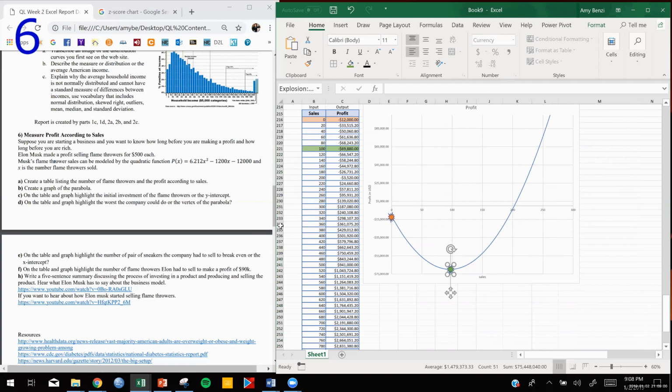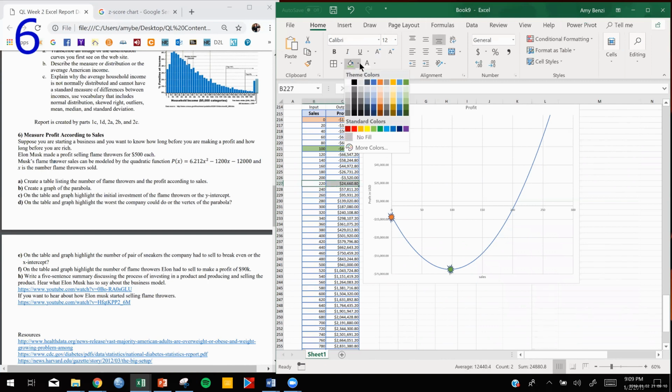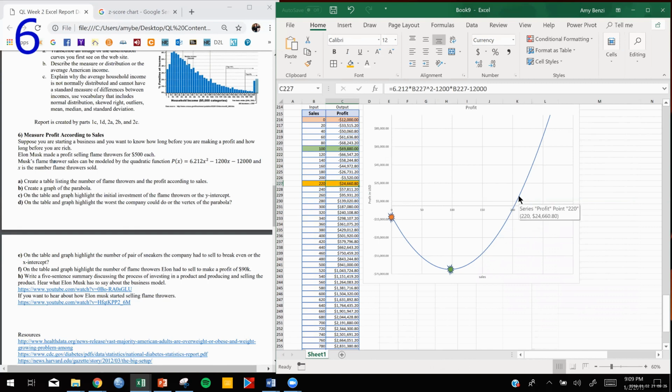All right, now I want to know where was the break-even point. Well, if you look here at your chart, your break-even point happened somewhere between 200 and 220 flamethrowers. And I know that because at 200 flamethrowers, I was still negative. So at 200 flamethrowers, I was still below this horizontal axis. But at 220 flamethrowers, I got above the horizontal axis, actually quite a bit above it.